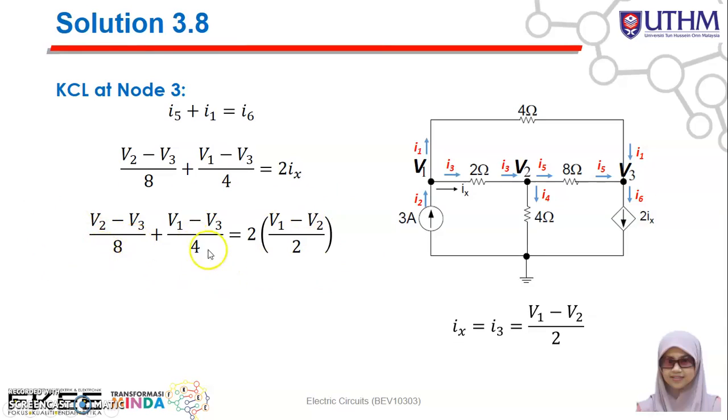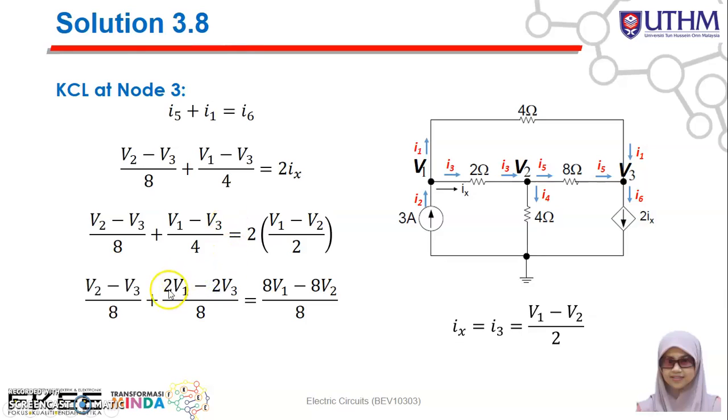Then we can further simplify this equation so that we have the same denominator here. Here I have 8, here also I want to have 8, so I can multiply this term with 2 divided by 2, so I can have (2V1 - 2V3)/8. Here also I want to get 8, so I can further multiply it with 4 divided by 4. So 4 multiplied with 2 is (8V1 - 8V2)/8. And then we can cancel this 8.